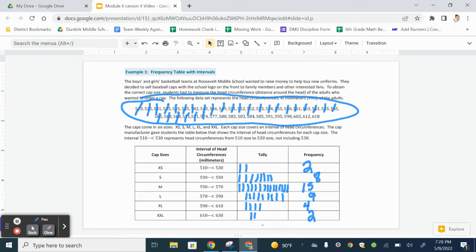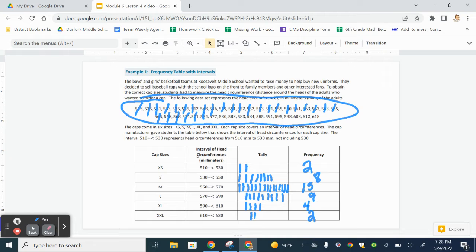Now we need to answer the questions, but I'm going to leave this screen here. You're going to need to follow along in your workbook. So if you took a look at exercises 1 through 4, number 1 says, what cap size would someone with a head circumference of 570 millimeters need?